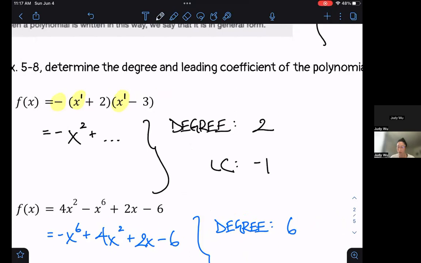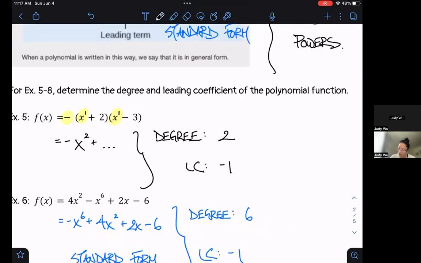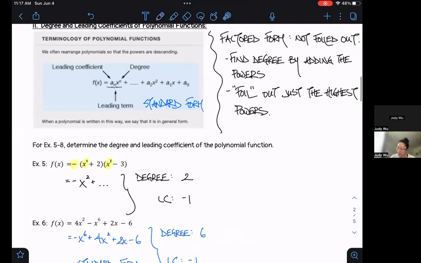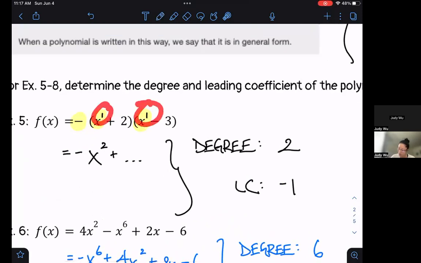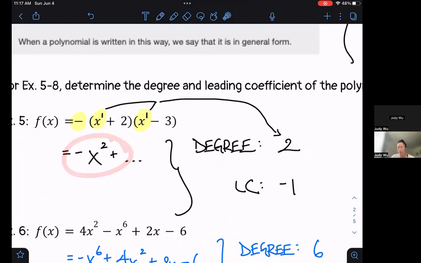All right. Now, if you go back to here, I had said another way to do this is to find the degree by adding the powers. So let's see what I get here. 1 plus 1 gives me 2. Well, that's perfect. All right, so I take the 1 plus the 1, I add them to get the 2. So if I didn't want to FOIL out just that first term, I could just add all my degrees and find that power there.